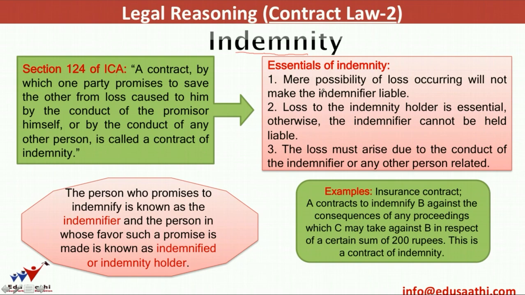The essentials of indemnity are: mere possibility of loss occurring will not make the indemnifier liable. The person who agrees to indemnify the other is known as the indemnifier. The mere possibility of loss would not make him liable. There must be actual loss occurring to the indemnity holder. The indemnity holder is the person who would be indemnified by the indemnifier in the case of loss. The loss to the indemnity holder is essential, otherwise the indemnifier cannot be held liable. The same principle is given again, that actual loss has to be there. The indemnity holder must have some loss which the indemnifier would make good.